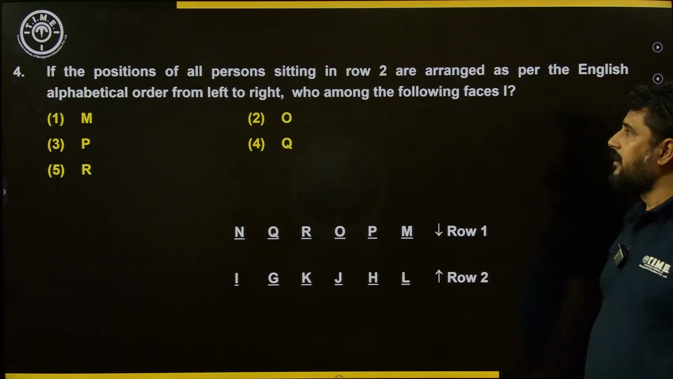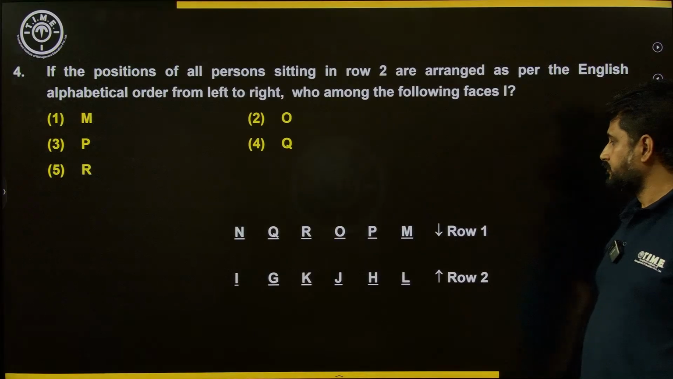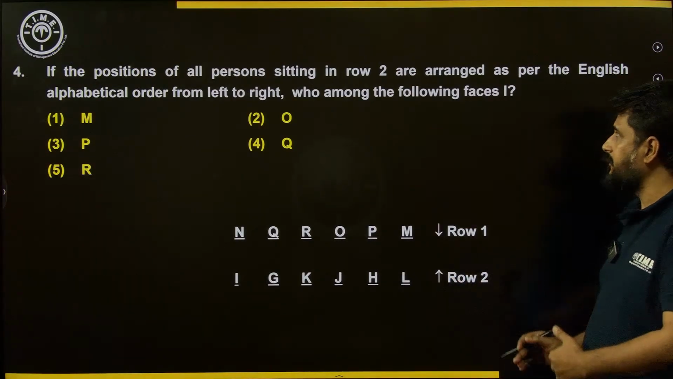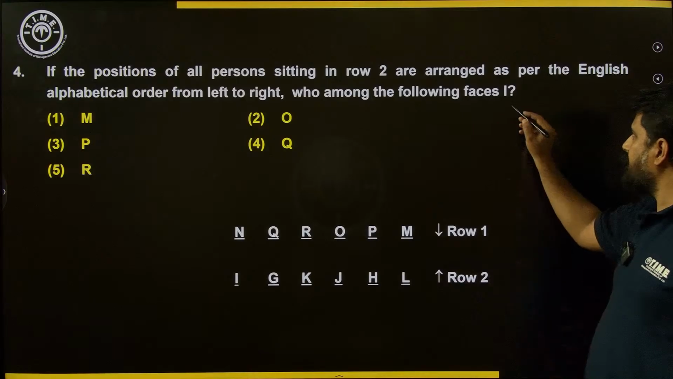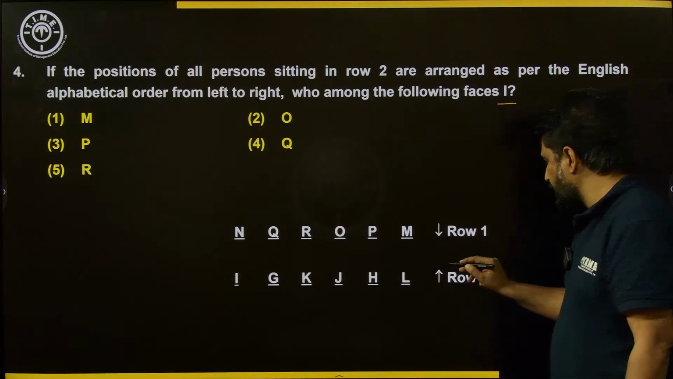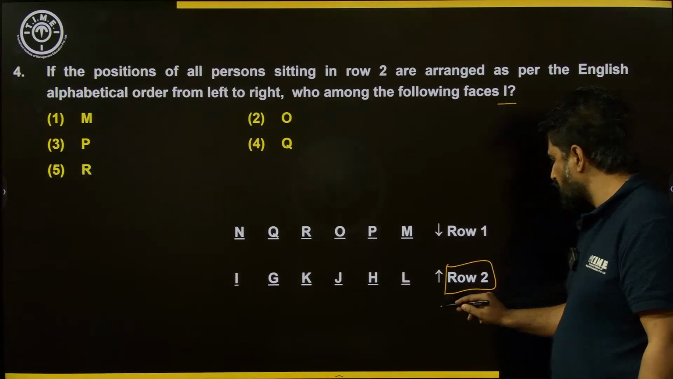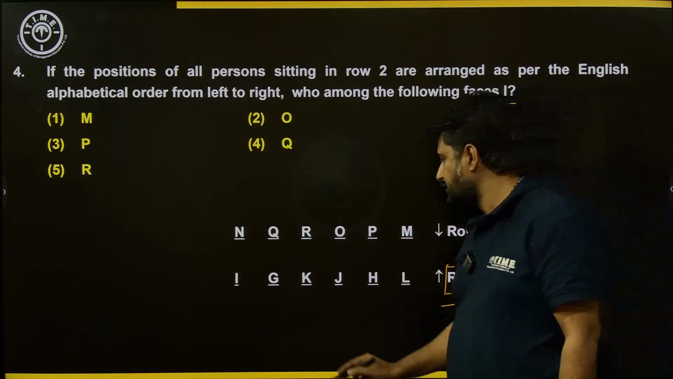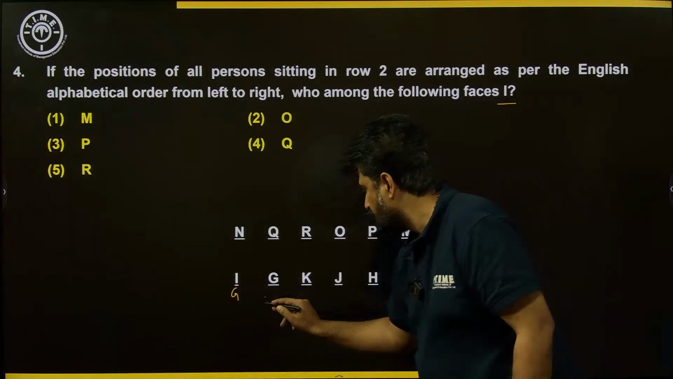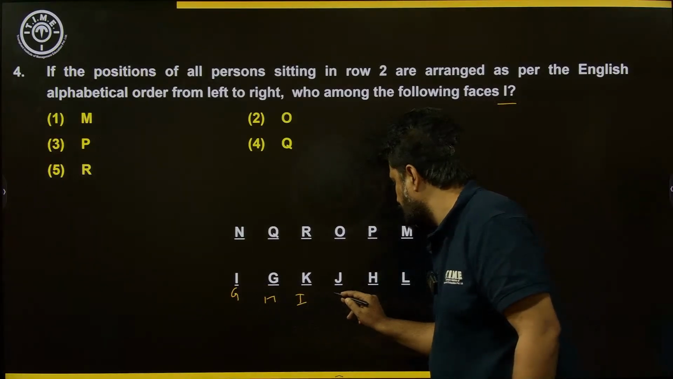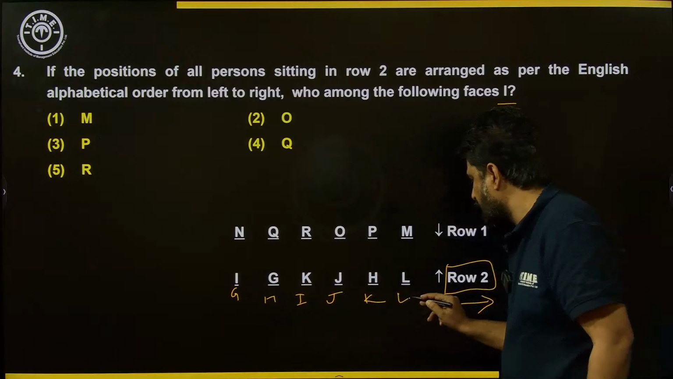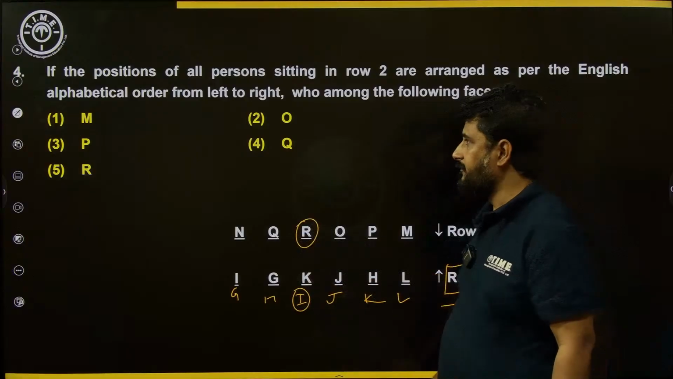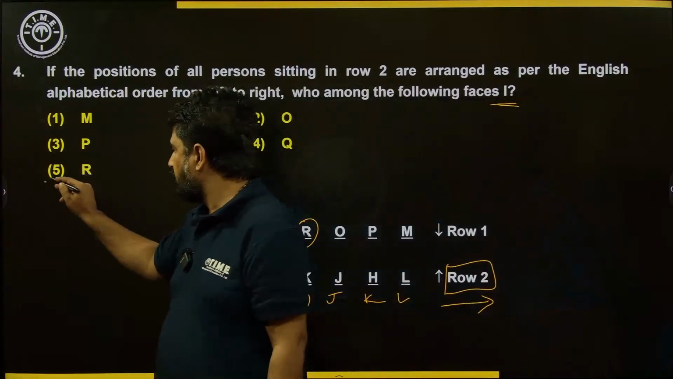What is the first question given? If all the persons sitting in row 2 are arranged as per the English alphabetical order from left side to right side, who among the following faces I? Okay. Let us arrange the people in row 2 in the alphabetical order from left side to right side. Who are the people we have? G, H, I, J, K, L. So starting with G, G, H, I, J, K, L. Now what is the question asked? Who faces I? R faces I. So R is in choice of 5.